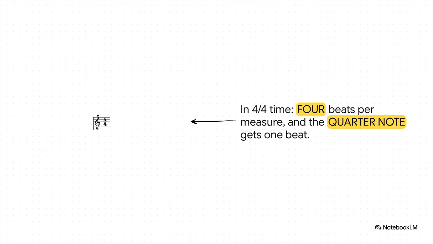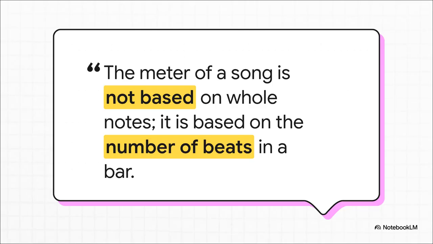The top 4 means there are 4 beats in every measure. The bottom 4 means the quarter note gets 1 beat. Seriously, this is the rhythmic DNA of almost all the pop, rock, and country music you've ever heard. It's everywhere. And this is what that other Redditor was getting at. This finally clears up that original confusion. We don't build music's meter around whole notes. We build it on the beat. The feel of a song, its groove. It's all about how many beats are in a bar and how they're subdivided.